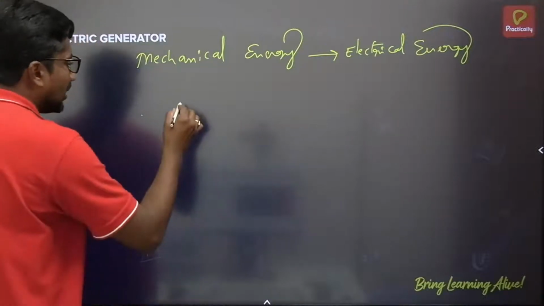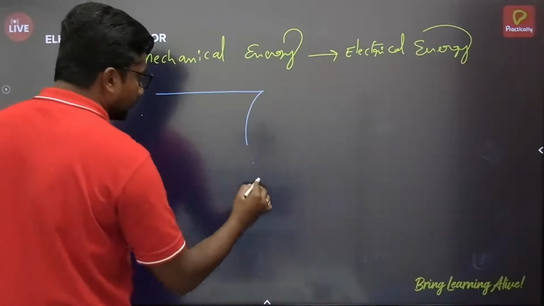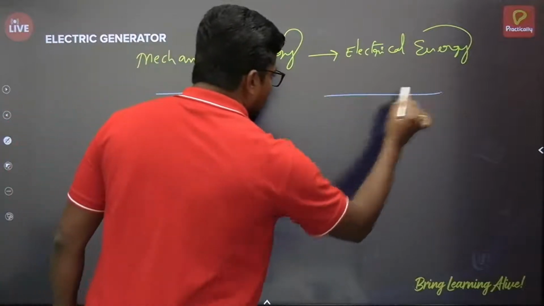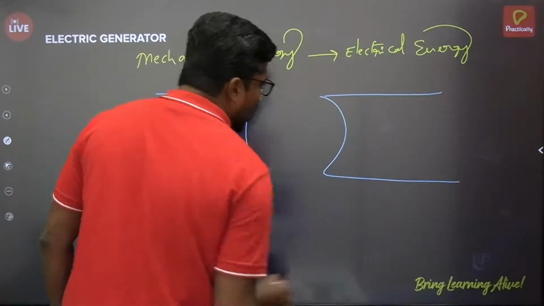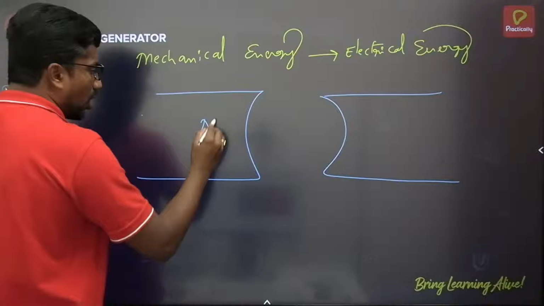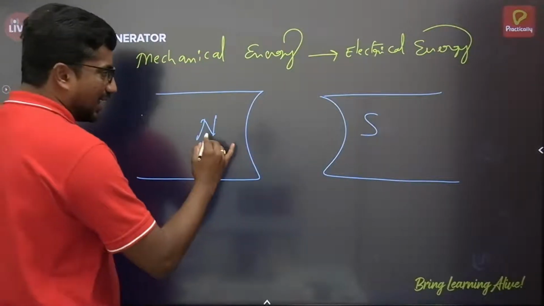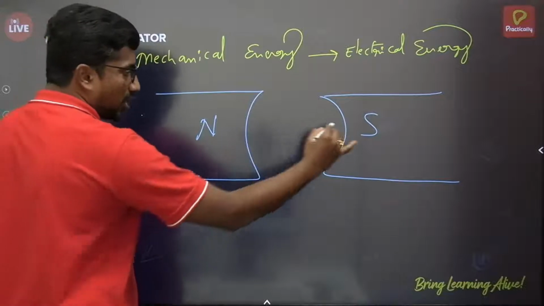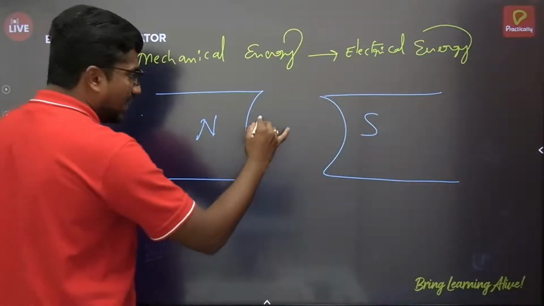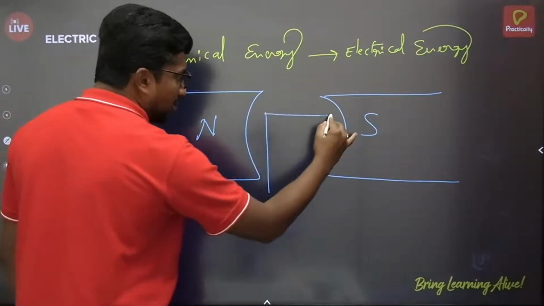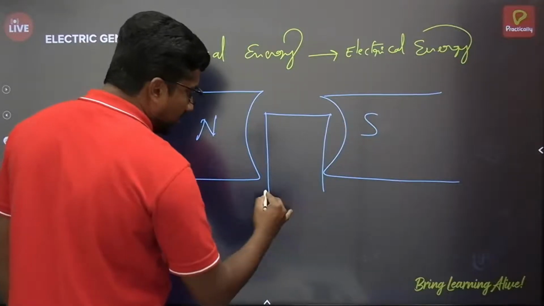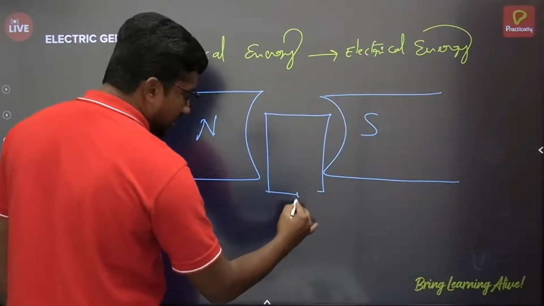So here the arrangement consists of a strong magnetic field. To represent the strong magnetic field, I have taken the poles of a horseshoe magnet, where the direction of the field is from north to south. Here I am taking an armature coil, that is ABCD in the representation.